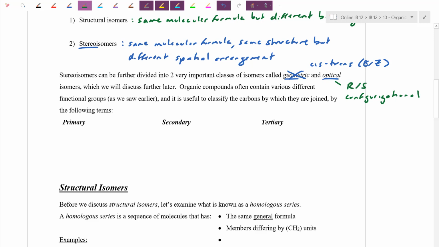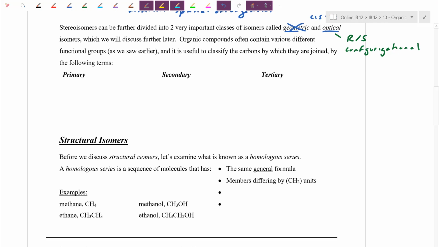Both of these are actually configurational isomers, but they differ in the 3D arrangement. Right. We want to introduce a very important term at this point. As we start looking at different structures, specifically the carbons, or even nitrogen sometimes, we can refer to the carbons as primary, secondary, or tertiary. We can use symbols here, sort of first degree, second degree, third degree.